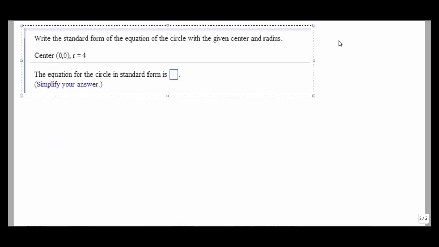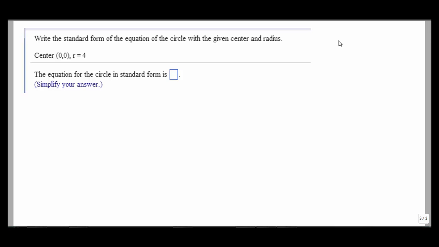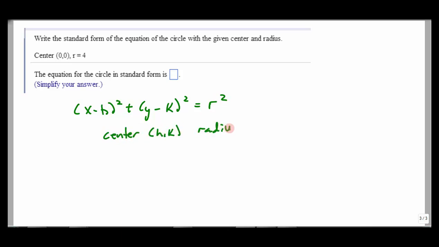So I'm just going to pop in a problem here from MyMathLab. It would be the kind of problem that you would see. This says write the standard form of the equation of the circle with a given center and radius. The standard form, if you'll remember, was x minus h quantity squared plus y minus k quantity squared equals r squared, where the center is (h, k) and the radius is equal to r.